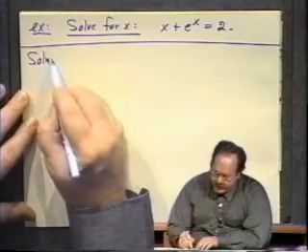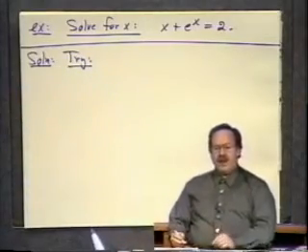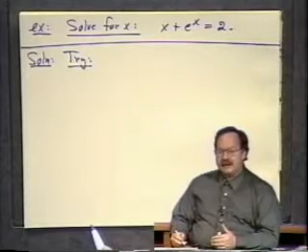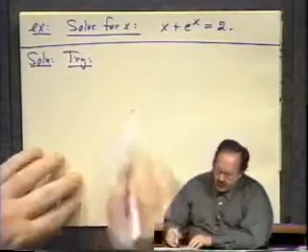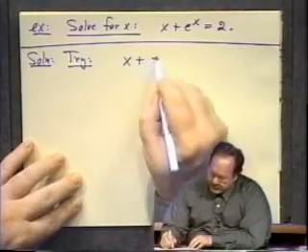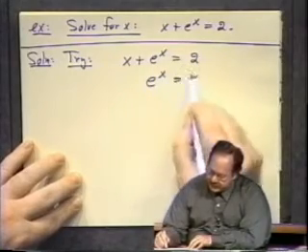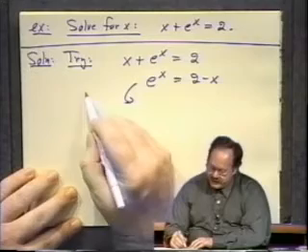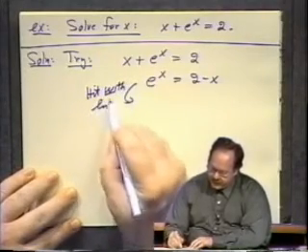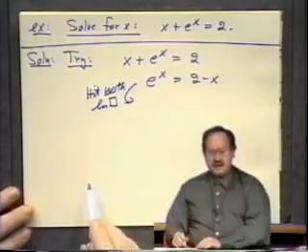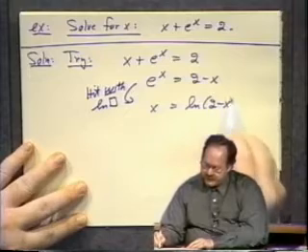Well, in my solution I'm going to try the same kind of thing I've done before. Among other things, I'd like to get that x, which is exponentiated up here, downward. So why don't I try and do that? X plus e to the x equals 2. I first isolate that. E to the x is 2 minus x. Then I hit it with the natural log function because that's the base e. And that'll give me x equals natural log of 2 minus x.